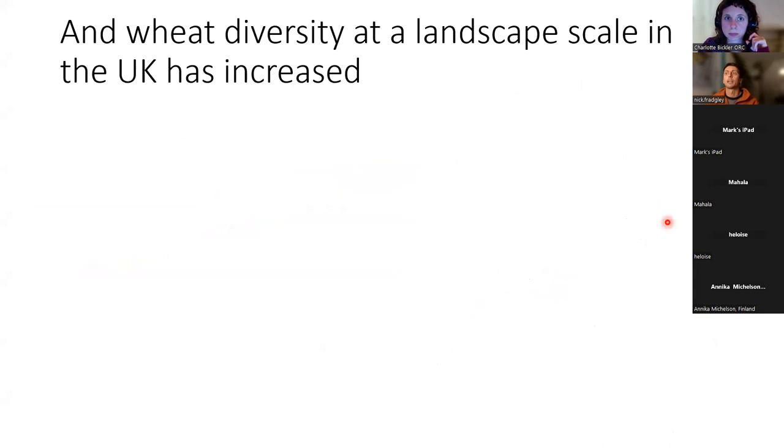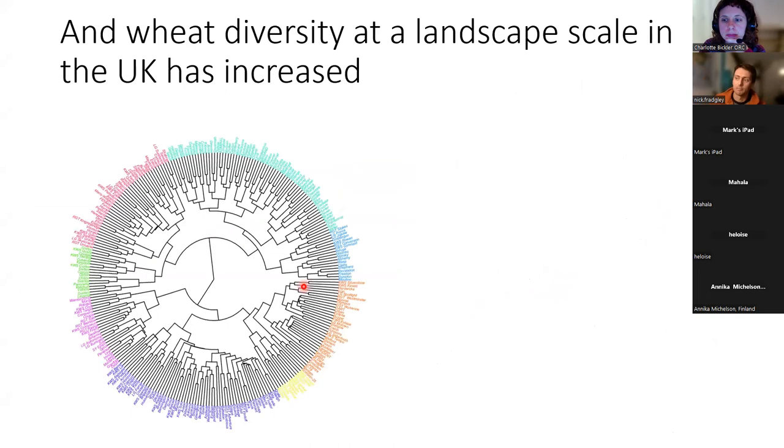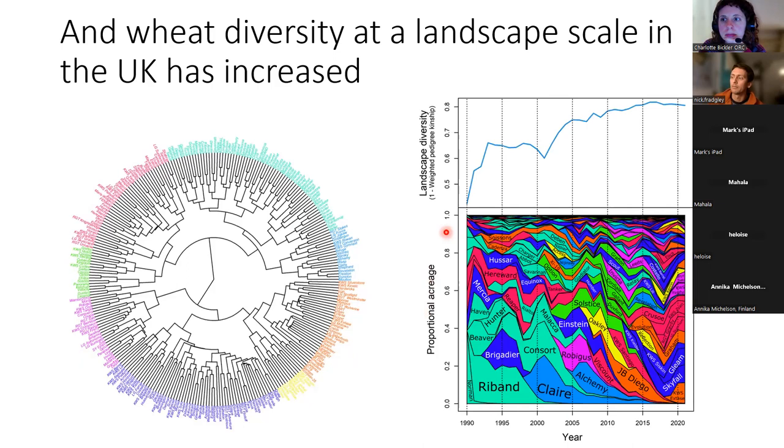And then you can even look at how the trend in diversity has changed in the UK wheat landscape. This is another analysis I did, looking at the genetic relationships among pretty much all the major wheat varieties that have been grown in the UK in the last about 40 years. And then looking at the proportional acreage of these varieties, how much of each has been grown in the UK every year. The colours shown here relate to which branch of the tree they're in. So you can see how the diversity of wheat across the UK has changed in the last 30 years. And getting a measure of the diversity of the landscape of wheat, that's actually been increasing rather than decreasing. So that's another unexpected result.